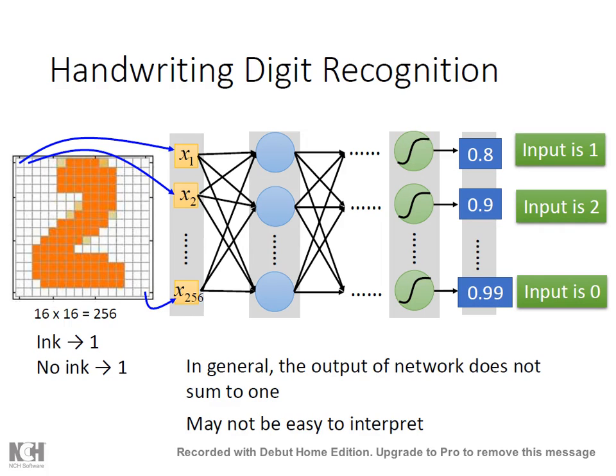Okay, so here is the example. Here you see the output vector, maybe like this. In general, the output of the network does not sum to 1, so we usually do some normalization again over here.